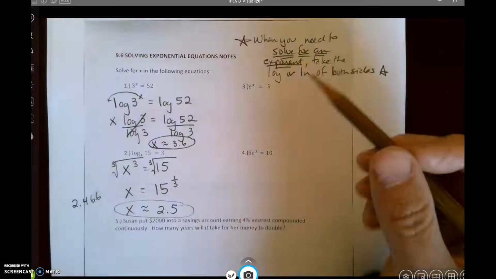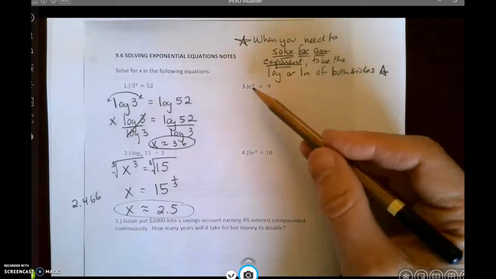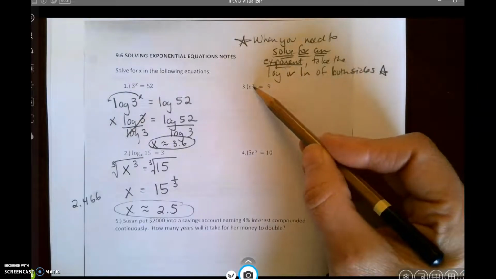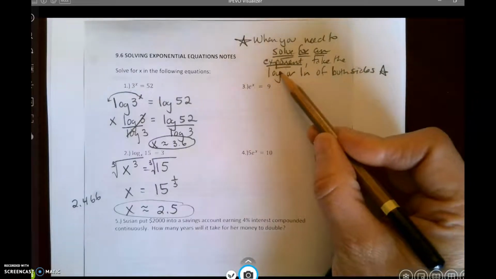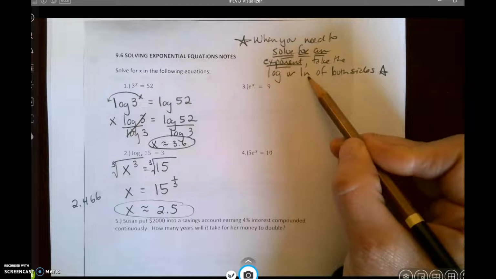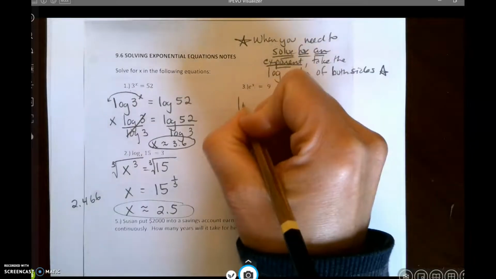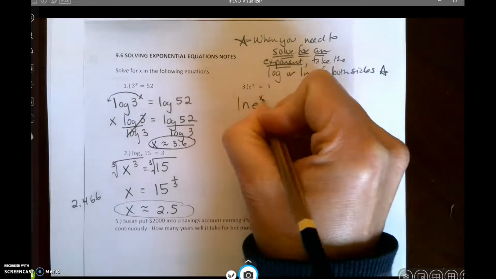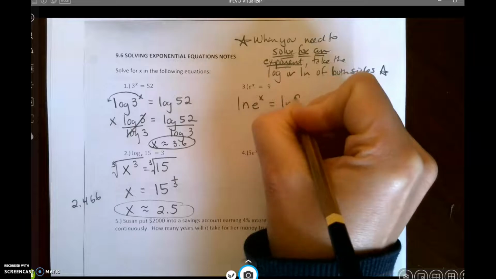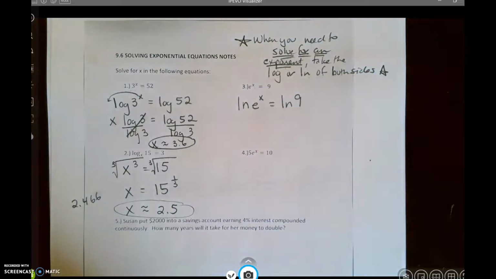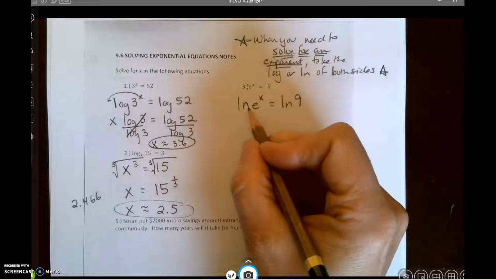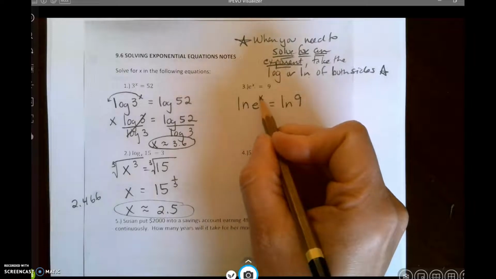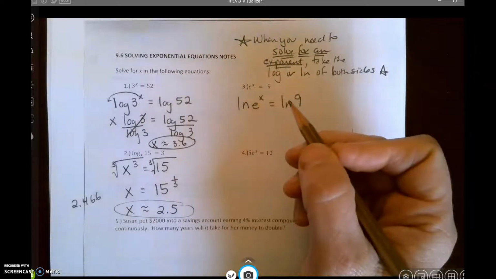E to the x equals 9. Whenever e is involved and you're looking for an exponent, instead of taking the log, take the natural log. So I'm going to take the natural log of e to the x and the natural log of 9. I've done the same thing to both sides. Well, the natural log of e to the x is simply x.